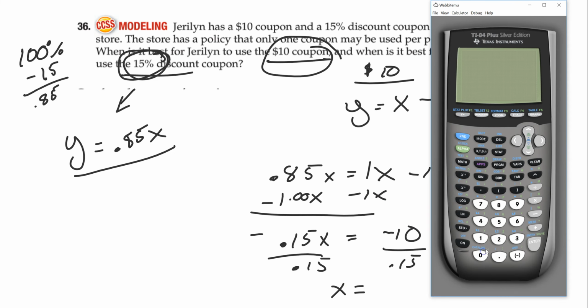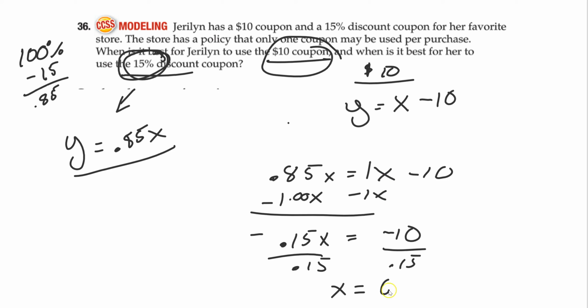10 divided by 0.15, about $67. So that's when they're both the same, right? It doesn't matter which one you use when the dress costs about $67. When is it best to use each one?